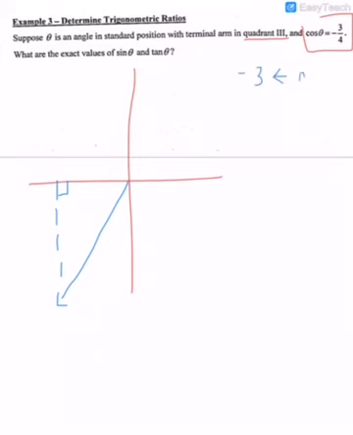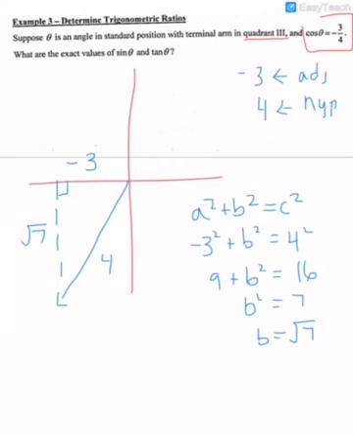Now we need to use a squared plus b squared equals c squared to find the other side length. So if you pause here and follow through my a squared plus b squared equals c squared, you'll end up with root 7. Now I'm actually going to put a negative in front of that root 7 because it's on the downwards part of the y-axis, so it would be a negative value.